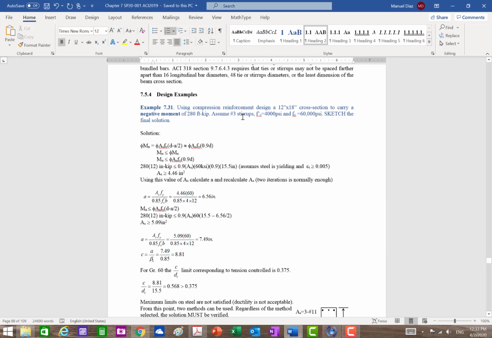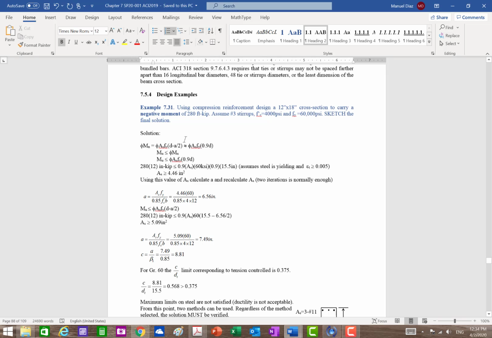That's an assumption, right? But then as you find your bars, say you find bars that are 11, that means you had to use number 4. You're going to use the number 3, but we try number 3 first because that's cheaper, right? All right, so there is the strength there. We're going to sketch our solution.